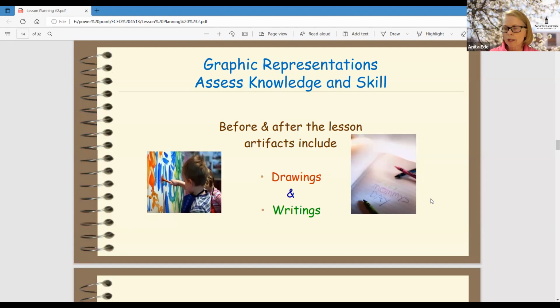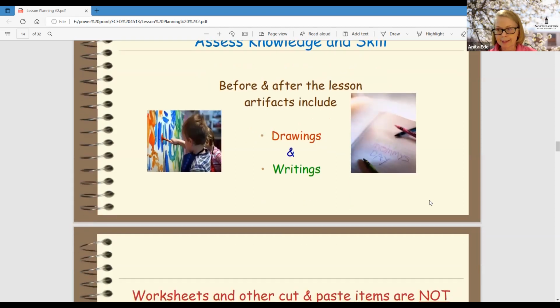Sometimes we use drawing artifacts. For instance, with real young children, give them each a black crayon and a piece of paper. Say, for instance, you're teaching a lesson on spiders and say, boys and girls, I want you to write your name on top and then draw everything you know about a spider. And then after the lesson, have them repeat that and see if there's any additional detail. That would be a way to do that with very young children. Just another way to assess.